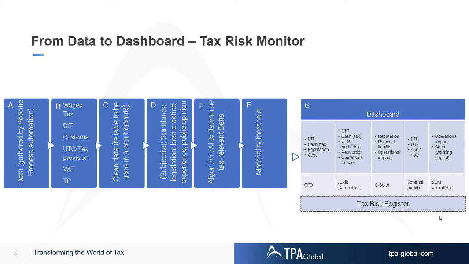And the deviation from the standard, if the cost were charged at 100, then you know it should have been 105 maybe. And that's then your delta. The delta needs to be tax relevant and needs to go through a certain materiality threshold to land in a dashboard, where the dashboard is visualizing different variables to different stakeholders, preferably in a visual way, so they don't need to understand the very complex dealings you have to address when you're not a tax person.